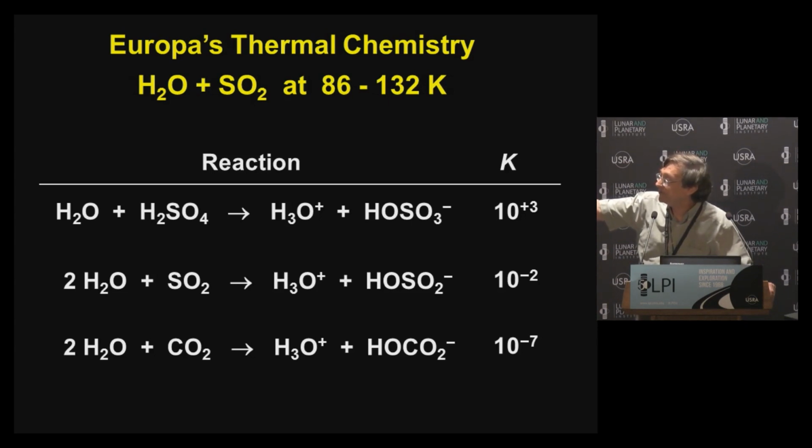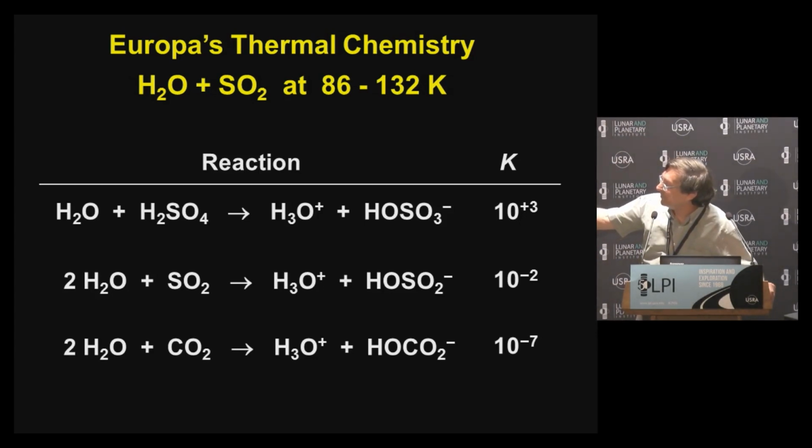This is a strong acid. This thing goes over in a shot. Thermodynamically, this is the ultimate. This is not a problem. The one down here at the bottom, H2O CO2, goes over to bicarbonate, 10 to the minus 7. This is 10 to the 10th power, 10 billion times less favorable.